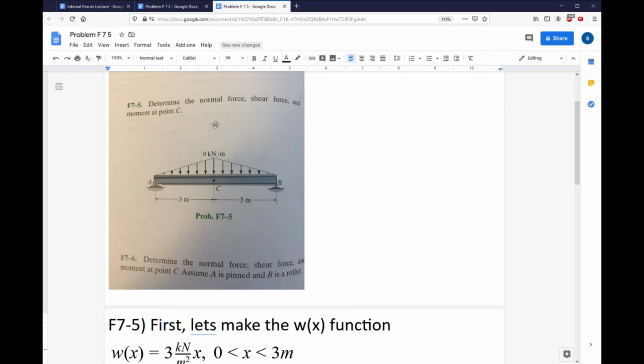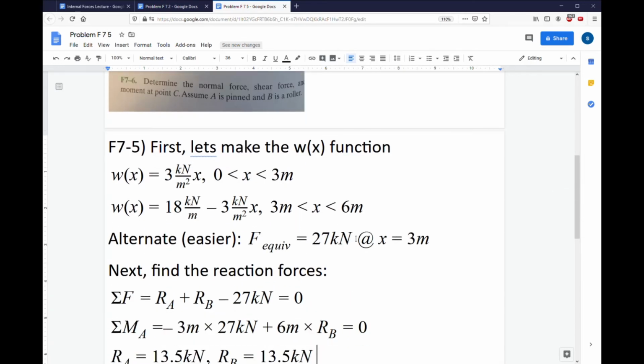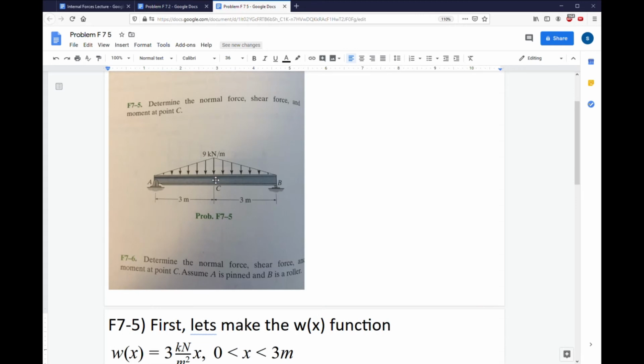Now, when we cut the beam, we also cut the distributed force. Instead of a 6 meter across 9 kilonewton per meter peak triangle force, we have a 3 meter across 9 kilonewton per meter peak triangle force. That's also one that's not symmetric. So we cannot use F is equal to 27 kilonewtons located at x equals 3 meters anymore.